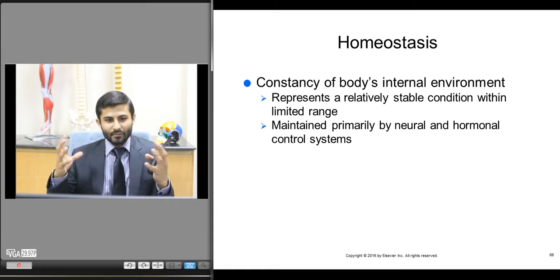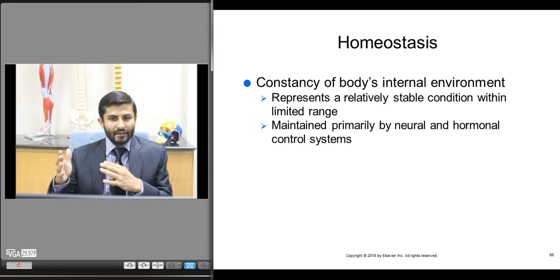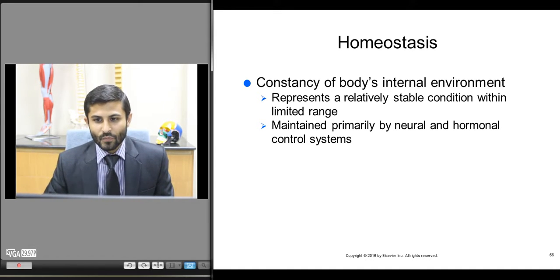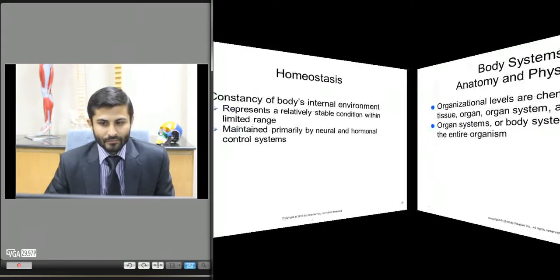That includes the temperature, the pH, and things like heart rate, respiratory rate, ionic balance and things like that. So constancy of the body's internal environment represents a relatively stable condition within a limited range, maintained primarily by neural and hormonal control systems.